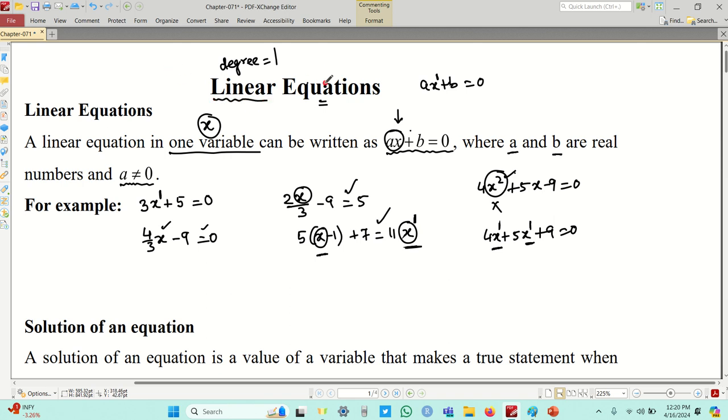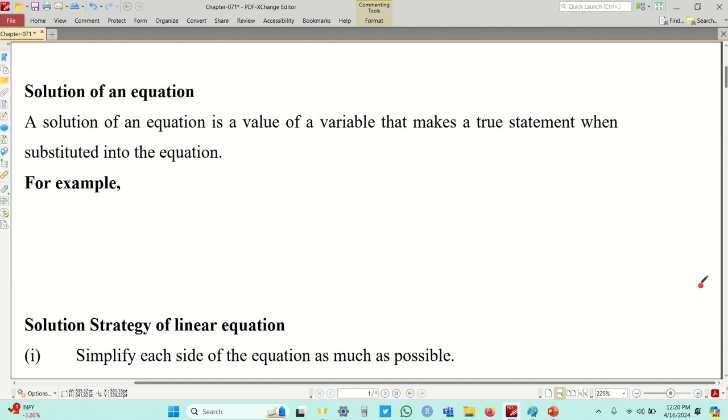Otherwise, there are different names for the equations. Here we are talking about linear. Linear means the degree is 1, and if the degree is 1, then it is called a linear equation. Degree and this equal sign, please remember, then we call it a linear equation. Now what is the solution of a linear equation?